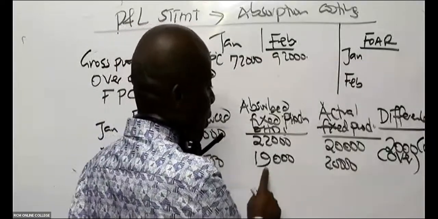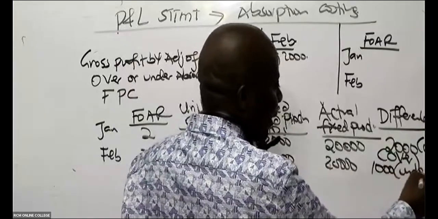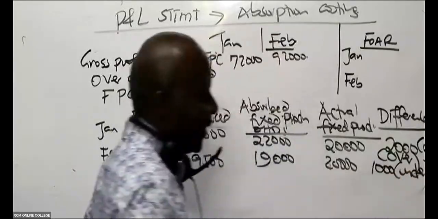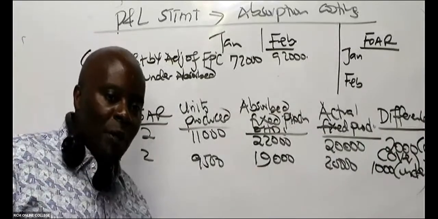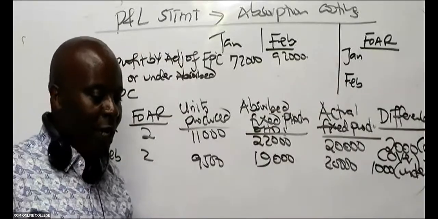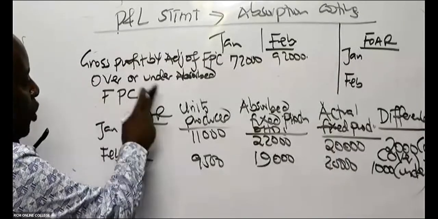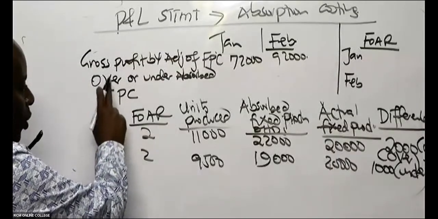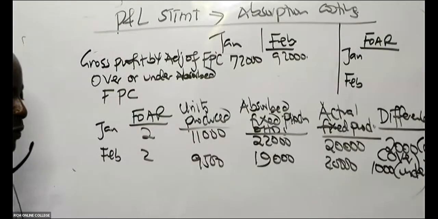How about this and this? 1,000, isn't it? And now it is what here? It's under, isn't it? It's under because the absorbed is smaller. We absorbed little. So is that okay? So then you come and take this over or under absorbed fixed production costs. Now we have the figures.